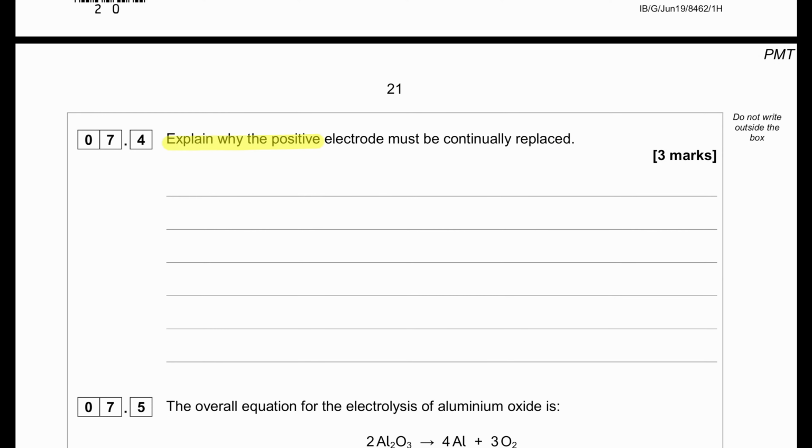Explain why the positive electrode must be continually replaced. Basically, the positive electrode is the one that is producing oxygen at a very high temperature. And the positive electrode is itself made from carbon. So the oxygen that is produced at high temperature reacts with that carbon and turns into carbon dioxide, which escapes as a gas. So the carbon electrode gradually gets eaten away, and that's why it needs to be replaced.